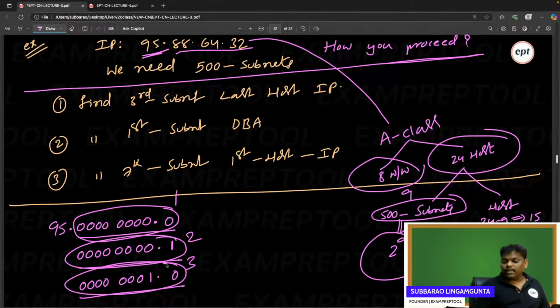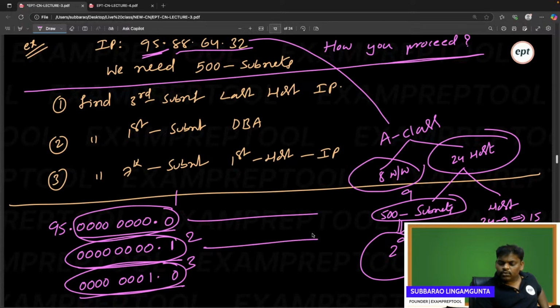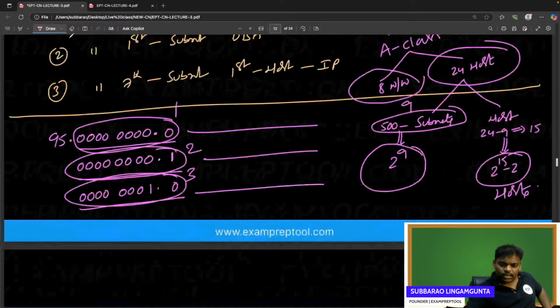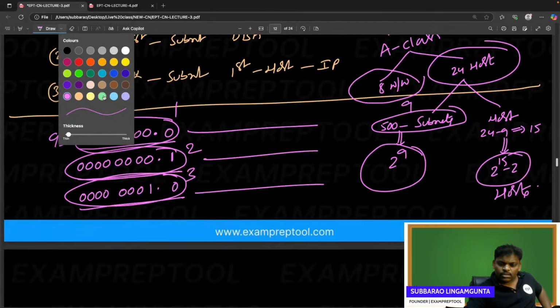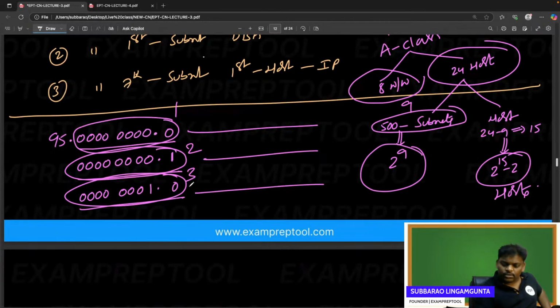Third subnet, which host is required? Remember, the remaining bits are for host purpose. How many bits for host purpose? 15 bits. 8 plus 7 is 15. 15 zeros to 15 ones. Let me write the host in some other color. See this one?